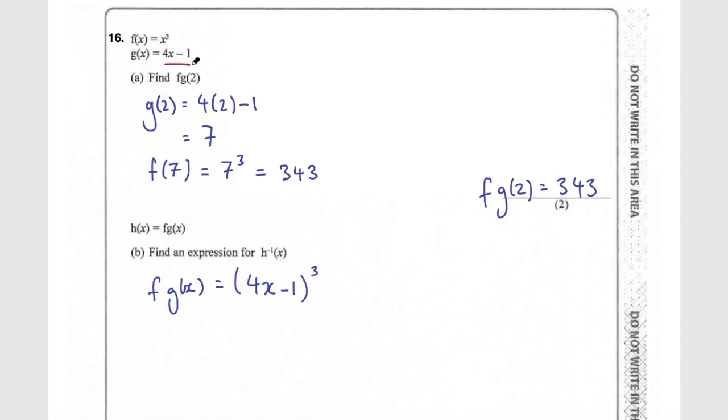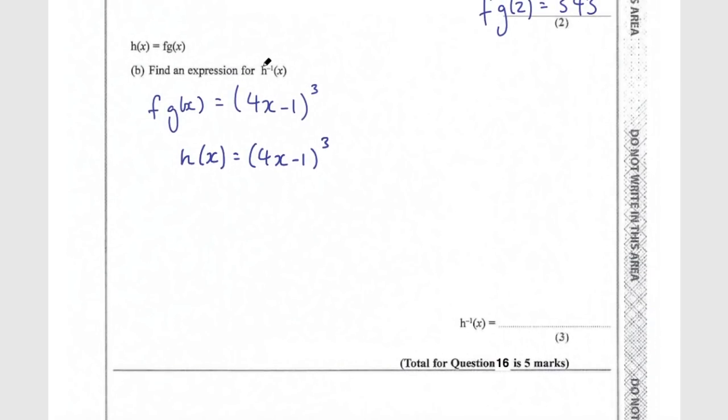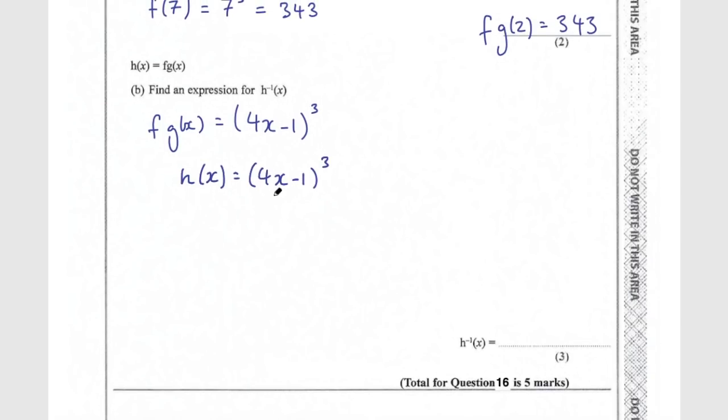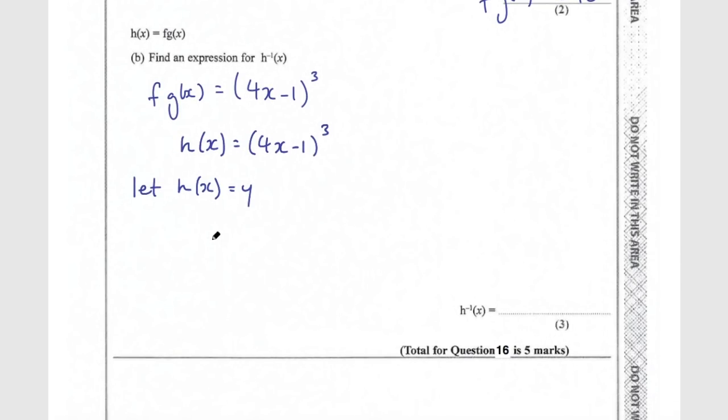So I've taken this equation or expression and substituted it into this one. So then h of x equals (4x minus 1) cubed. Okay, now we need to find h inverse x. And the way we do that is to start off, we say that let h of x equals y, just to make it easier to rearrange. So we say that y equals (4x minus 1) cubed.